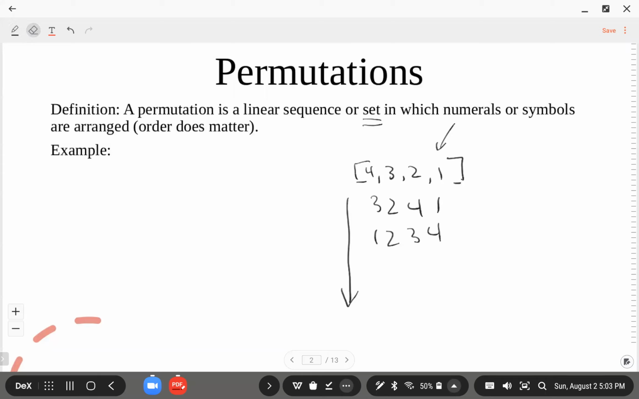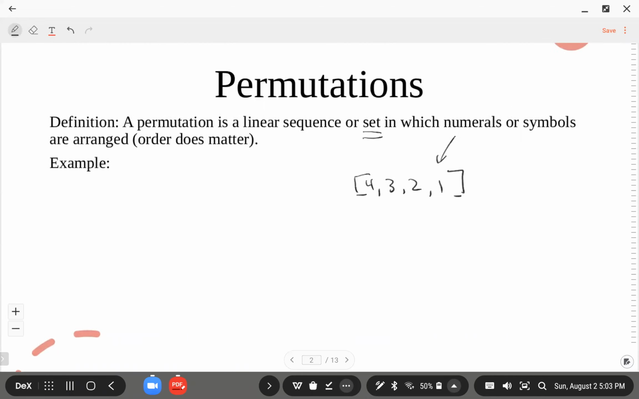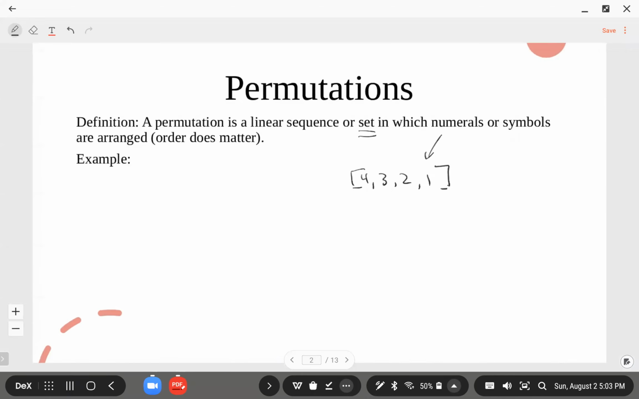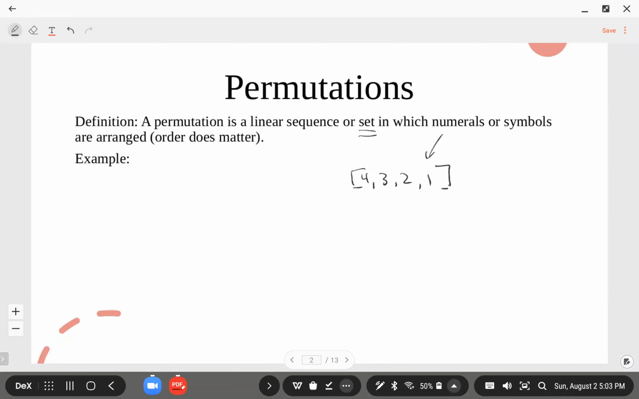And later on, I'll give you a strategy on how to find all the permutations for a specific set of numbers, okay? And then you can solve permutations very fast. But this time I'll just go over the definition and give examples.